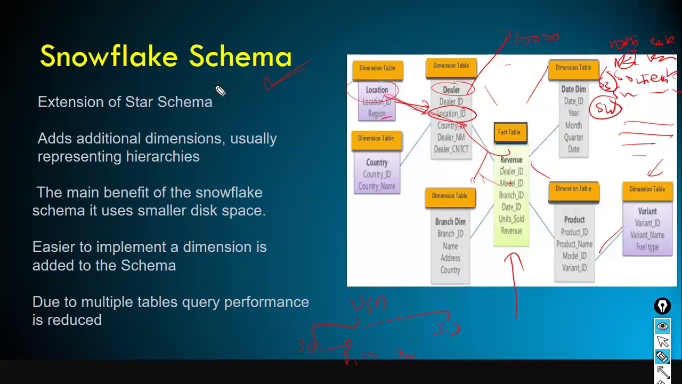But still, Microsoft recommends you to use only star schema, which we discussed a while back. Snowflake schema, in general, though it reduces the space. See, nowadays the hardware costs are cheaper, right? But the joining is still expensive. So due to multiple tables, query performance will suffer.